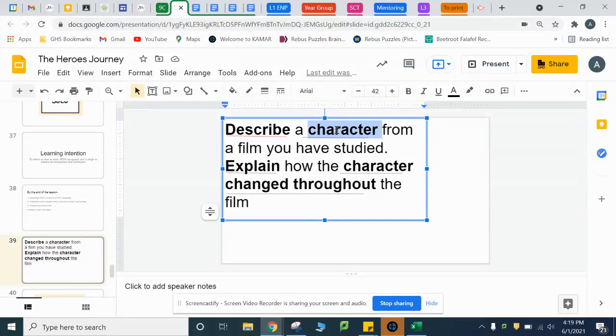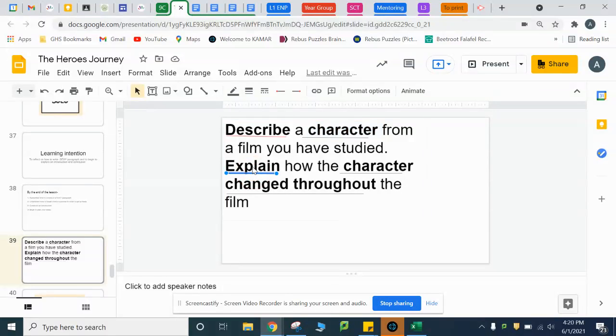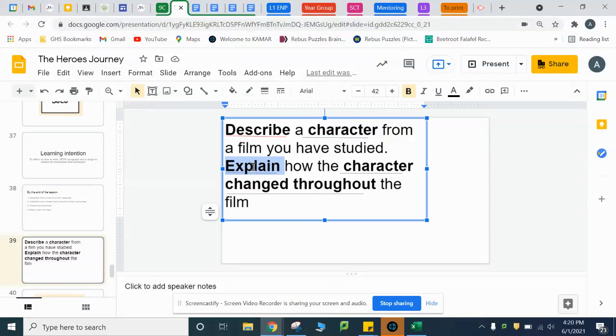The next one is character. Now, a character in a story, if we think back to our work on The Boy in the Striped Pajamas, when we studied Father, we looked at his personality, we looked at his clothing, we looked at his actions. The same thing every single time you study a character. So that's what that means. So when I'm describing that character, I'm defining what they're doing, what they look like, their actions.